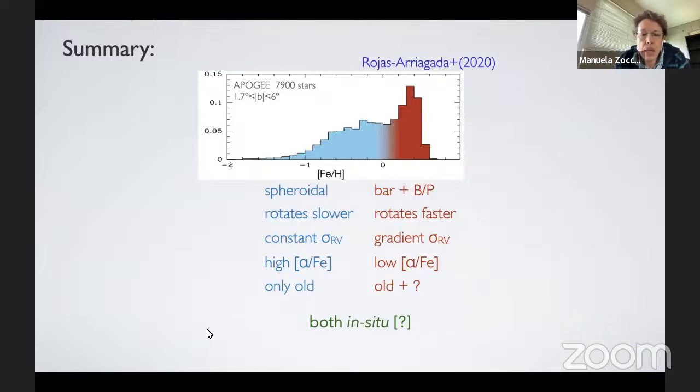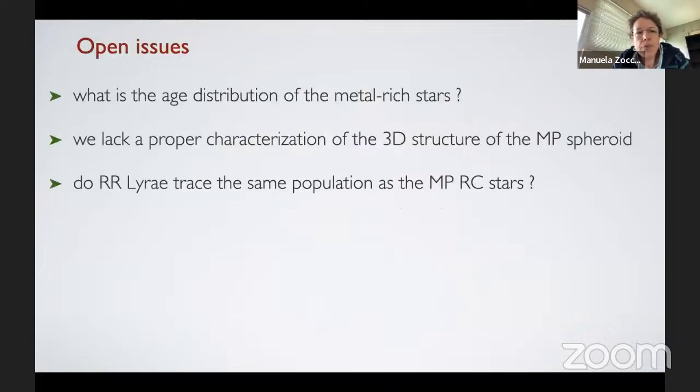So this is my summary, but before I conclude completely, I want to mention what I think are the directions of future work, at least in my group. There are a few open issues. One that I already mentioned is what is the age distribution of the metal-rich stars. We should address that with more data.